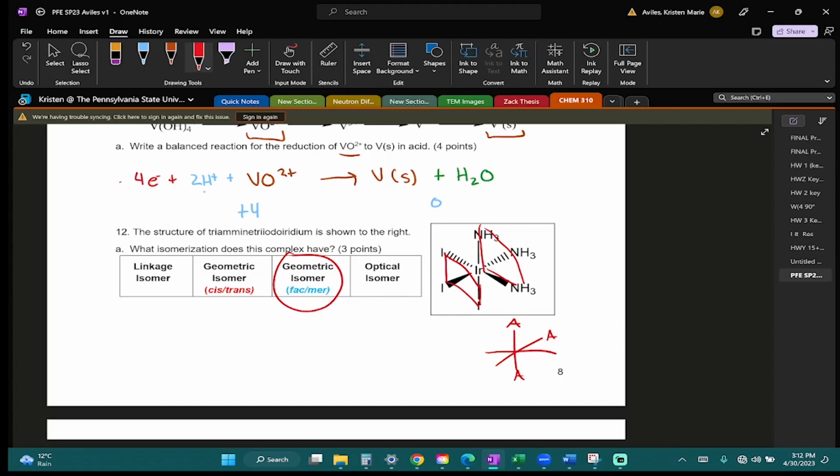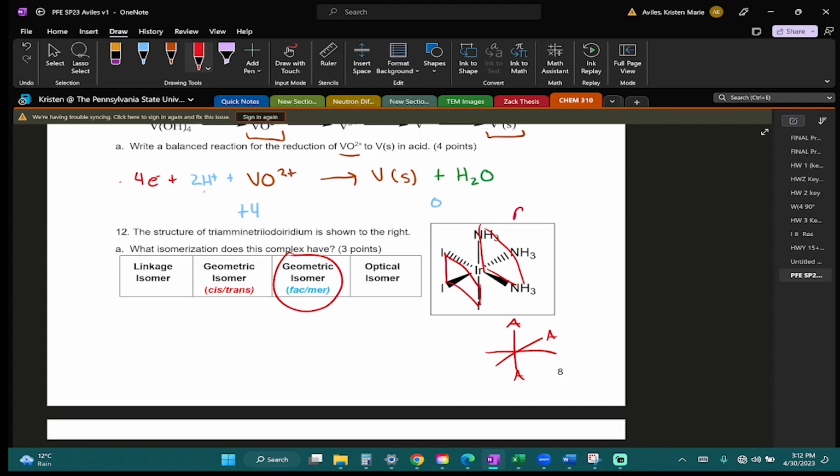If it was linkage or optical, they have to be true. Yes. Optical, they could give you one, because optical includes chiral compounds. As long as it's a non-superimposable image, like your hand, then it would be an optical isomer. Linkage, coordination, hydration, they would have to give you two things so you could compare them.